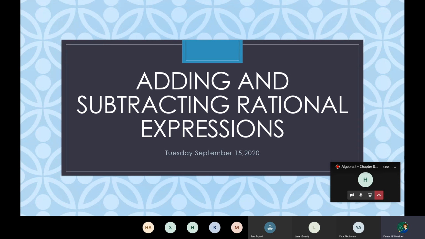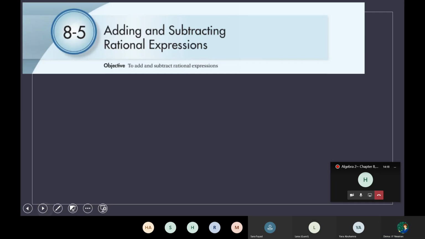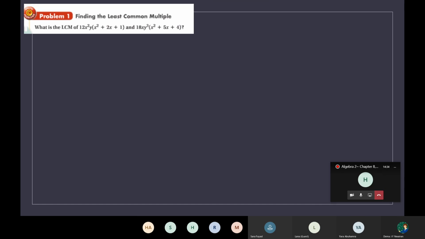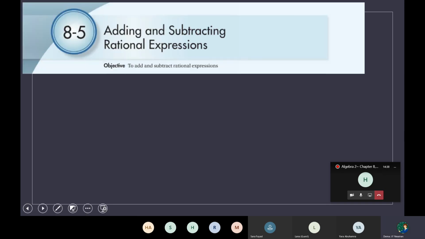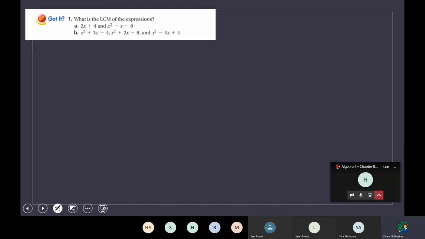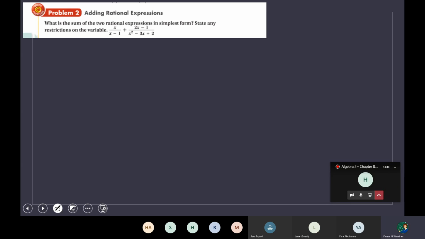Let's start. Today we'll continue our lesson about adding and subtracting rational expressions. Yesterday we said that if I want to add or subtract any rational expressions, I have to do the same steps as when they are numbers. The first thing that we did, we found the least common multiple. And then we used the least common multiple to add the rational expressions.